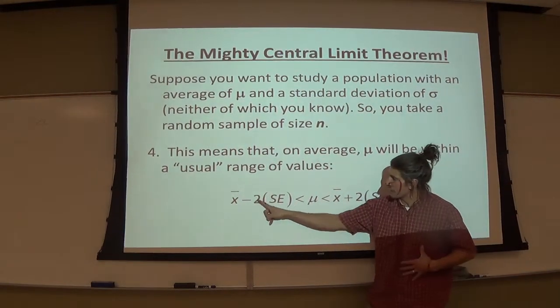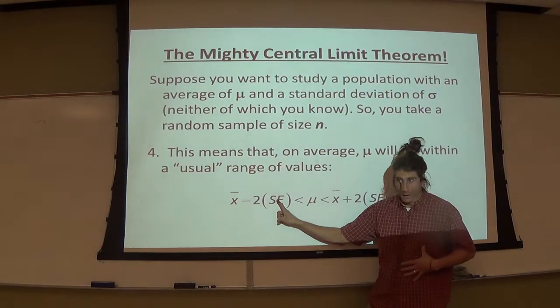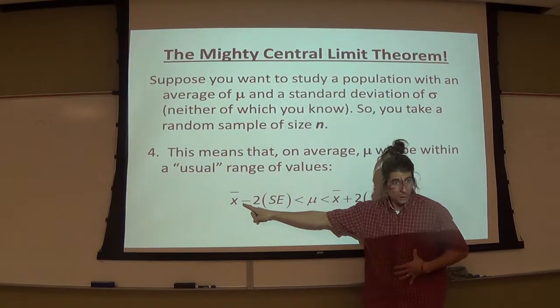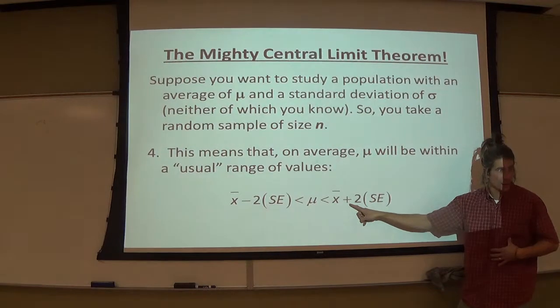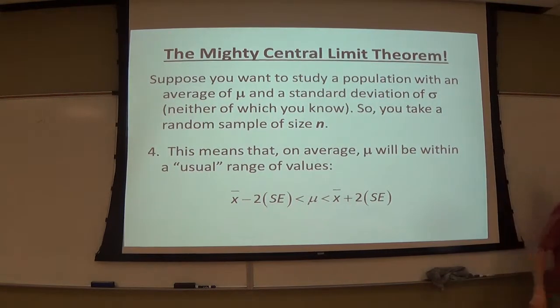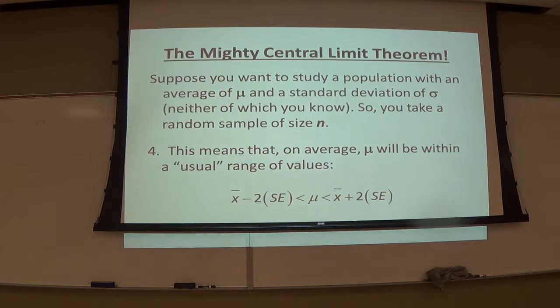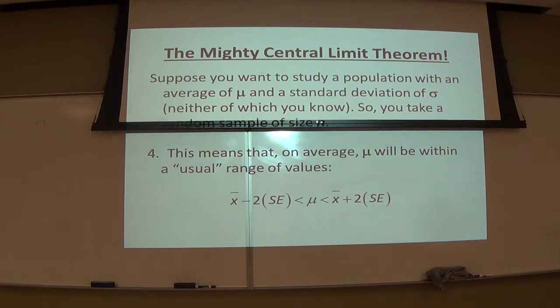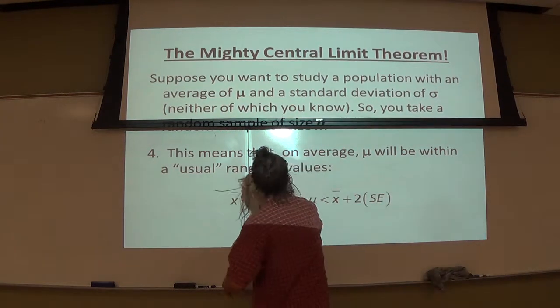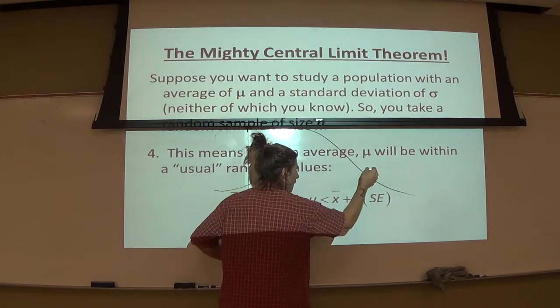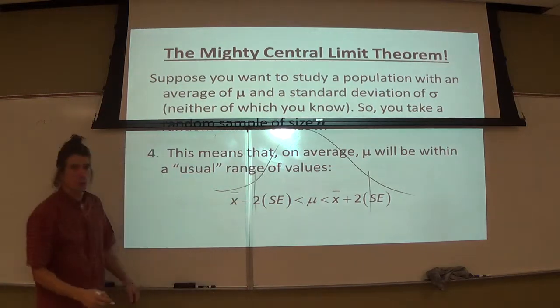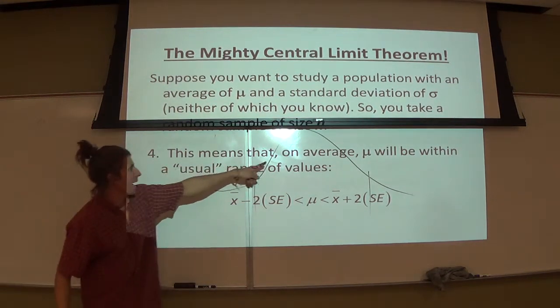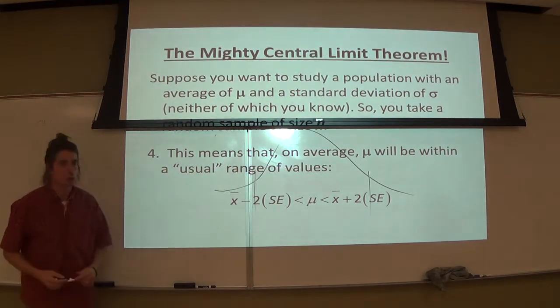Once you have this, can you multiply it by 2 and subtract that from X bar? And can you multiply it by 2 and add it to X bar? Is this starting to sound somewhat familiar? It sounds like 2 standard deviations is exactly what it is. Essentially what you're doing right here is this. Notice how I said, on average, mu will be within a usual range of values.